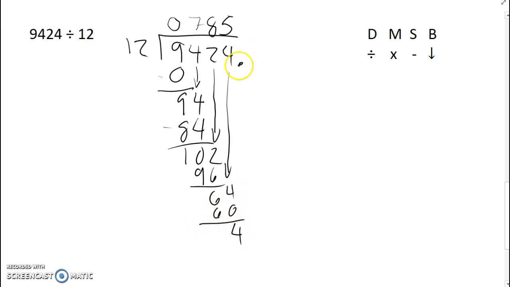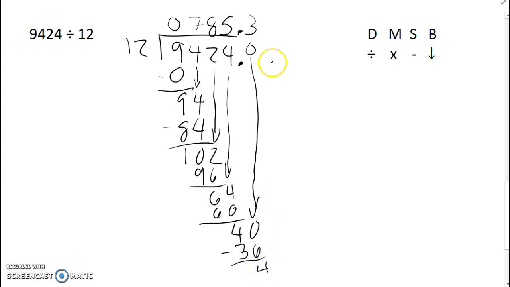Now, again, I'm going to add a decimal in my dividend. I'm going to add a decimal in my quotient. I'm going to add a 0, and I'm going to bring down this 0. How many 12s are in 40? Well, there are 3. 3 times 12 is 36. I subtract, I get a 4. I add a 0. I bring it down.